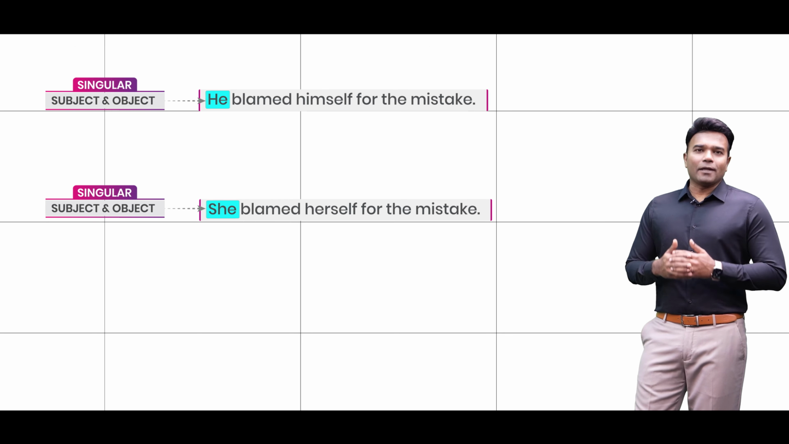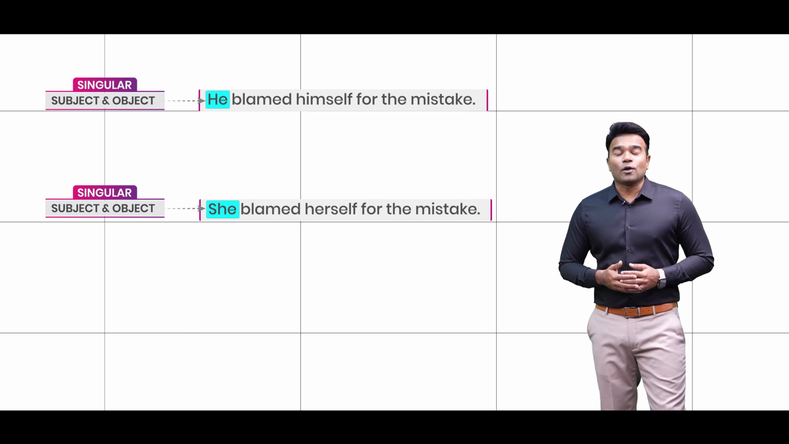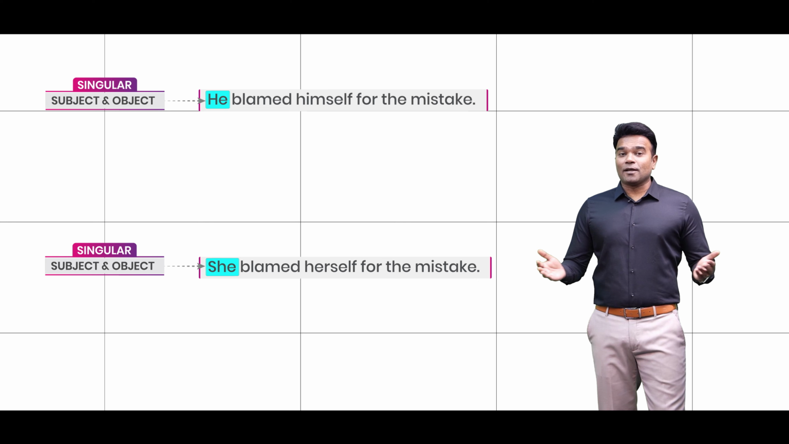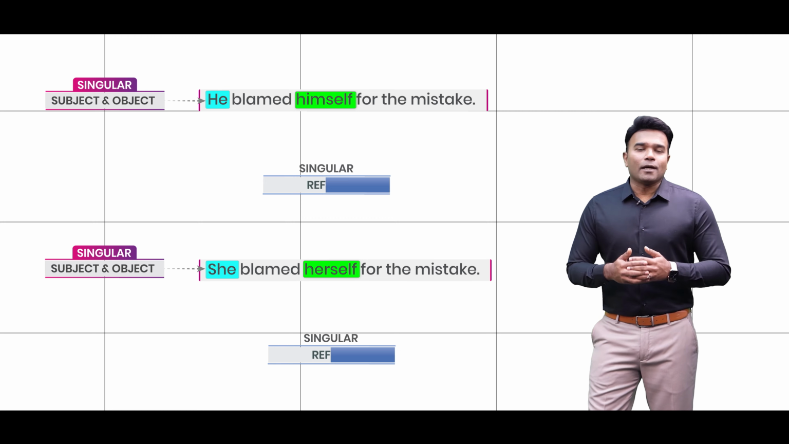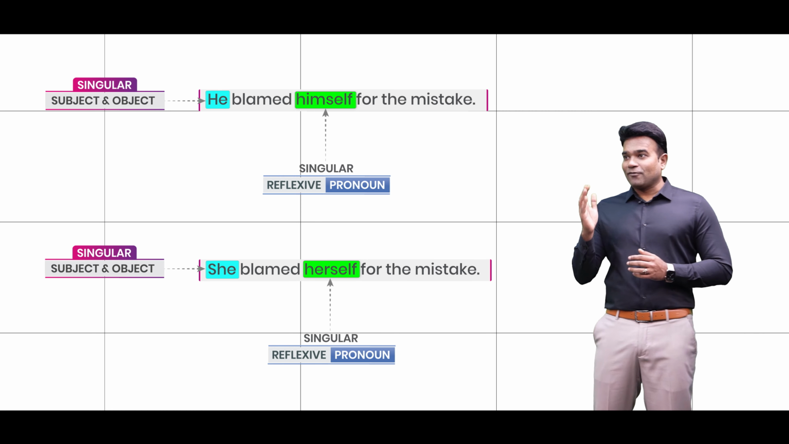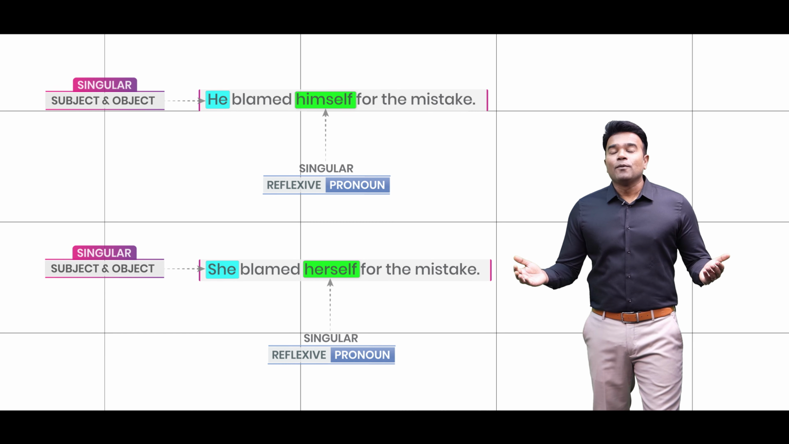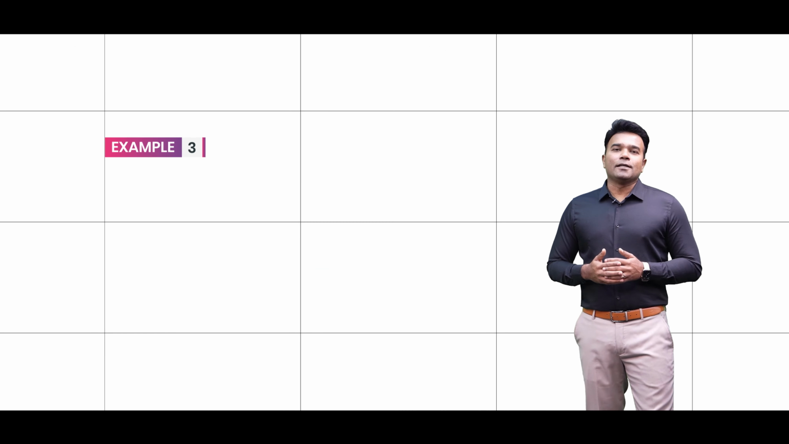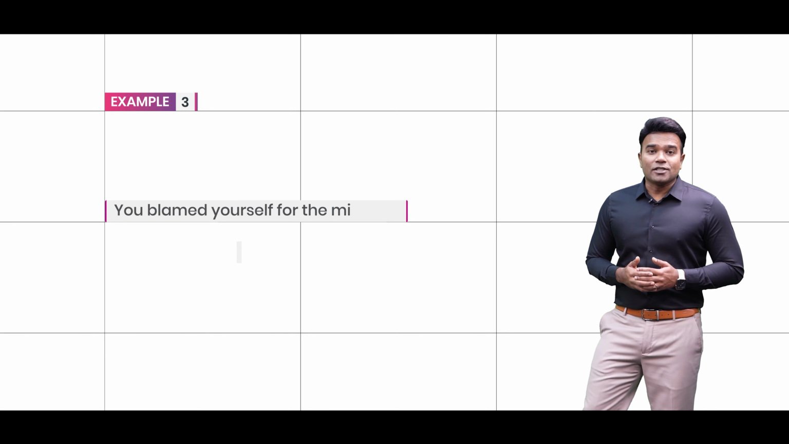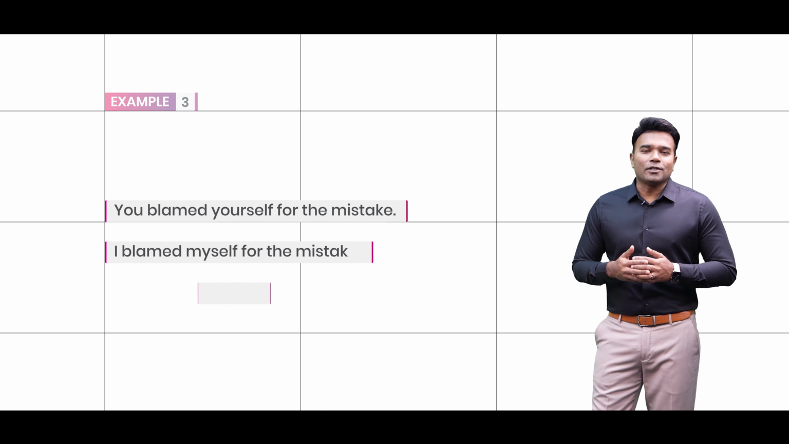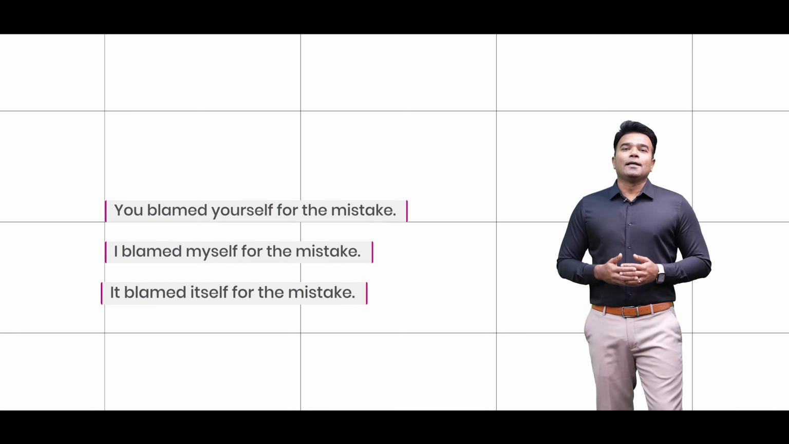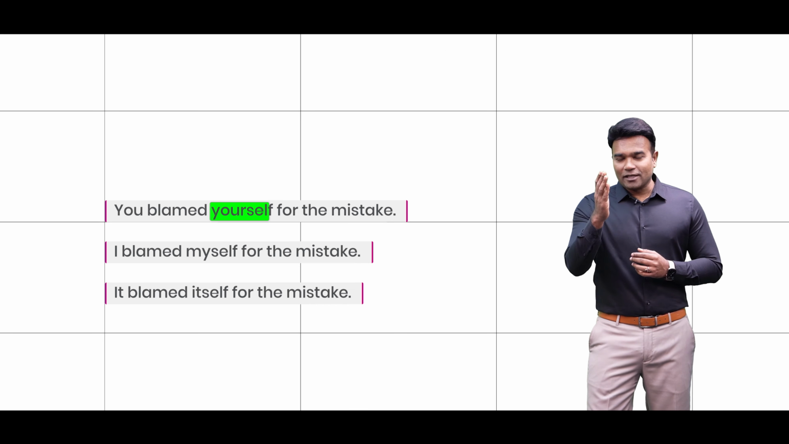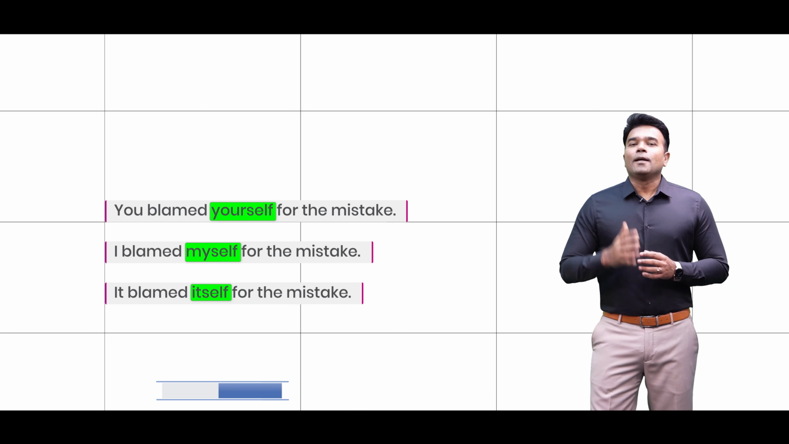Whenever the subject and the object happen to be singular, then the corresponding reflexive pronoun also happens to be singular. And let me tell you that both the reflexive pronouns, himself and herself, happen to be singular reflexive pronouns. Anyway, let me give you a few more examples of the singular reflexive pronouns. Have a look at these sentences. You blamed yourself for the mistake. I blamed myself for the mistake. It blamed itself for the mistake. I'm sure that in all of these sentences now you can identify that yourself, myself, itself happens to be the reflexive pronoun.